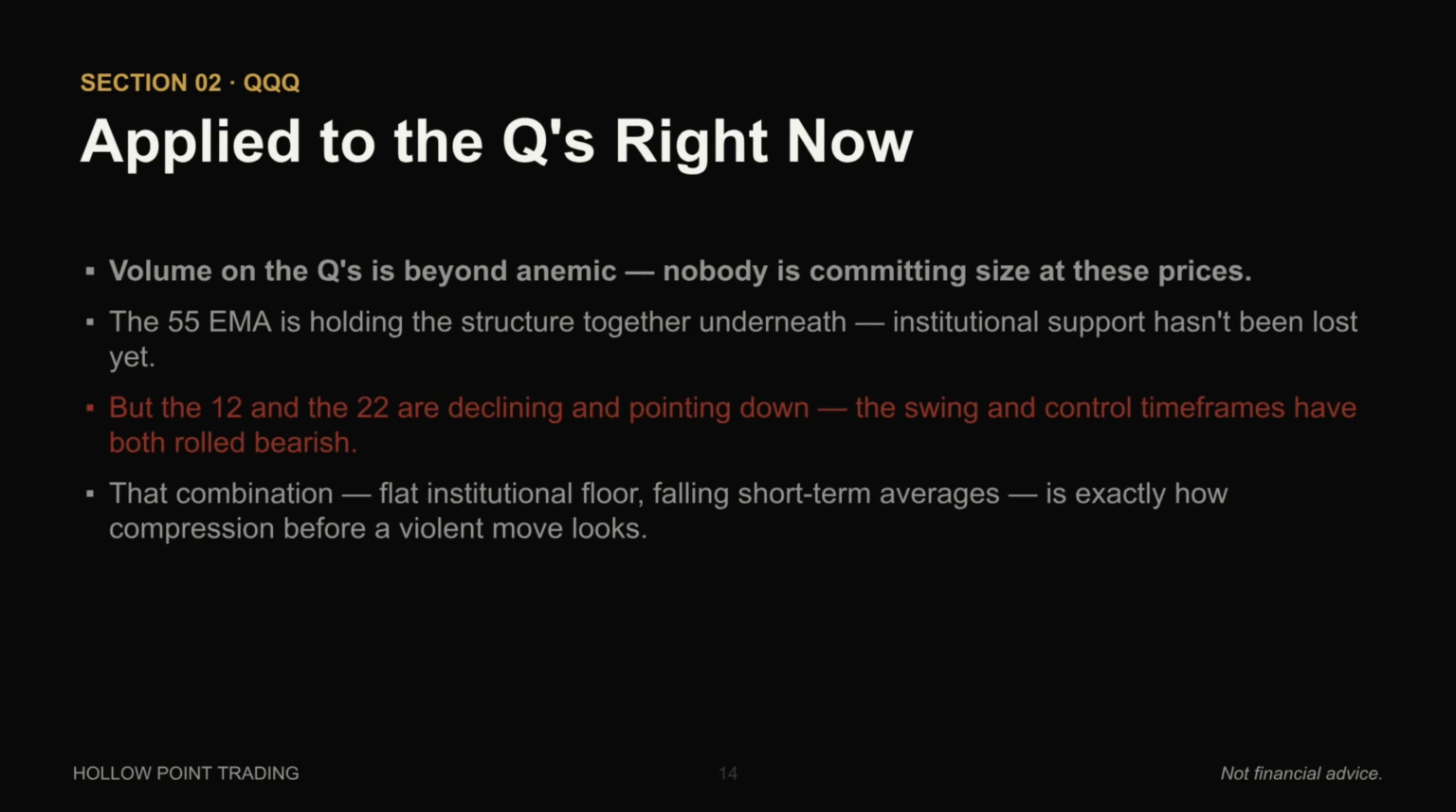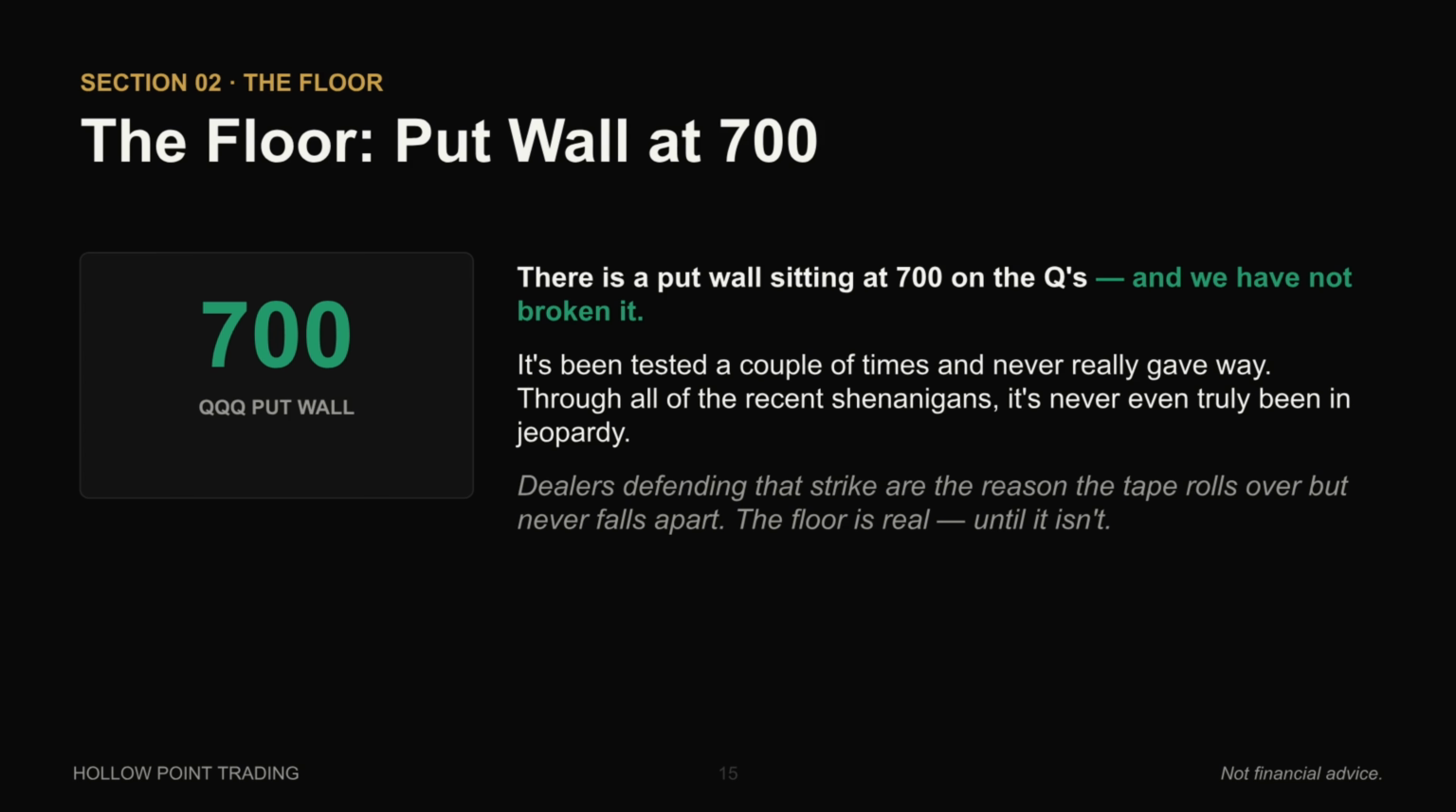On the QQQ, volume is currently very low. While the 55 EMA provides some support, the 12 and 22 EMAs are declining, signaling a bearish trend in the shorter timeframes. Finally, we note the put wall at 700. It has been tested multiple times without breaking, acting as a floor for the market. However, we remain cautious until that floor is tested further.